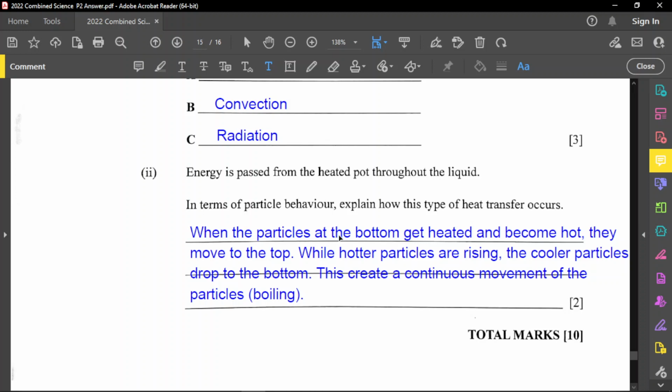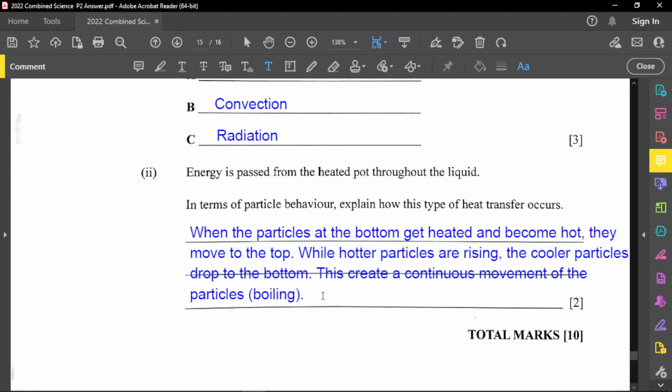All right, so when the particles at the bottom get heated and become hot, they move to the top. The reason they move to the top is because they gain more kinetic energy, so you can also add that piece in. While the hotter particles are rising, the cooler particles drop to the bottom, and this creates a continuous movement of particles, and that we call boiling.